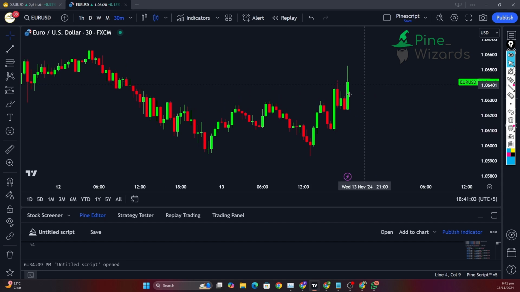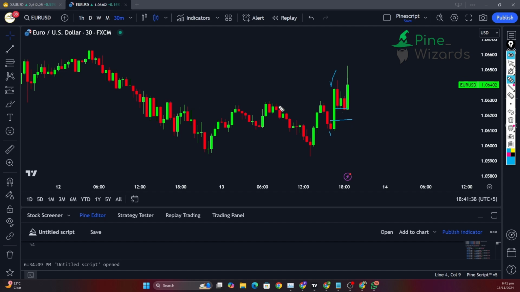Fair value gaps are created when the market gives a very impulsive move, like in this candle, but it does not come back on the very next candle to fill that gap. For example, here we can see that there is this small bearish candle and then there is this very big impulsive bullish candle. And the candle after this impulsive candle was only able to fill the gap till this price level. So this one here is the bullish fair value gap.